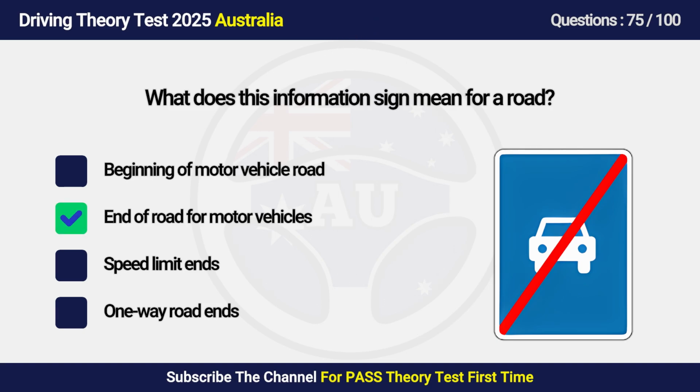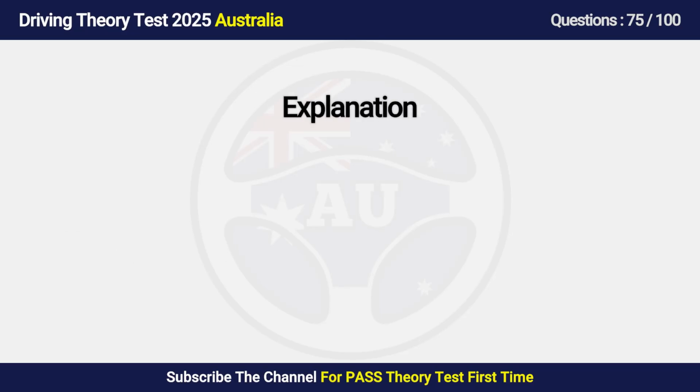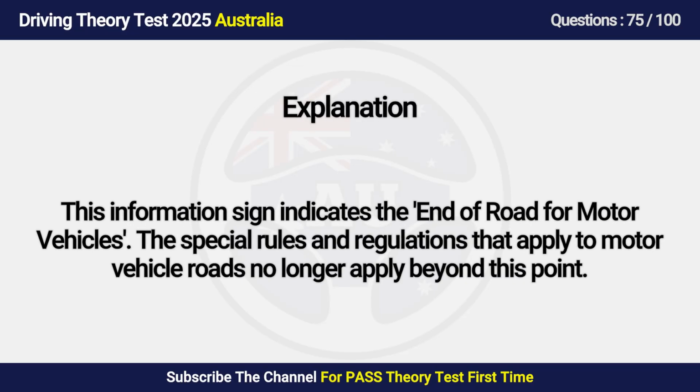Answer is B, end of road for motor vehicles. This information sign indicates the end of road for motor vehicles. The special rules and regulations that apply to motor vehicle roads no longer apply beyond this point.